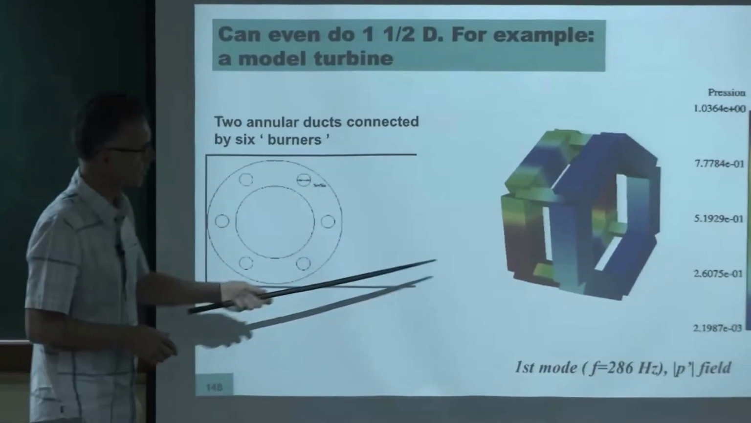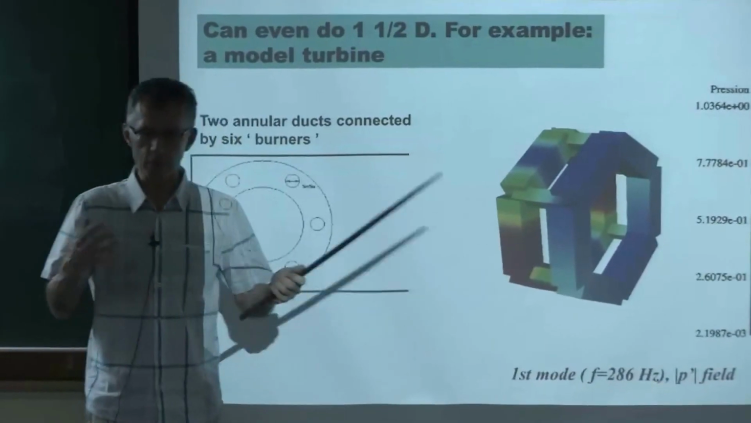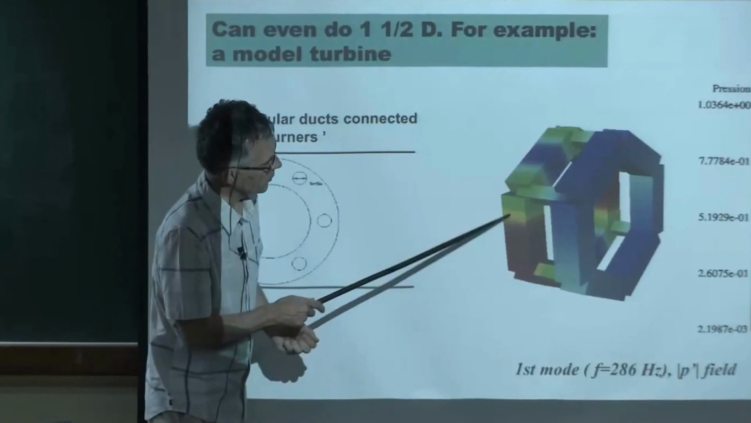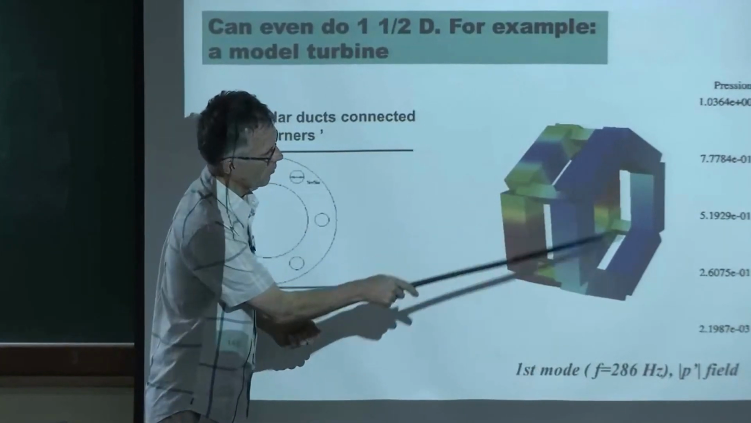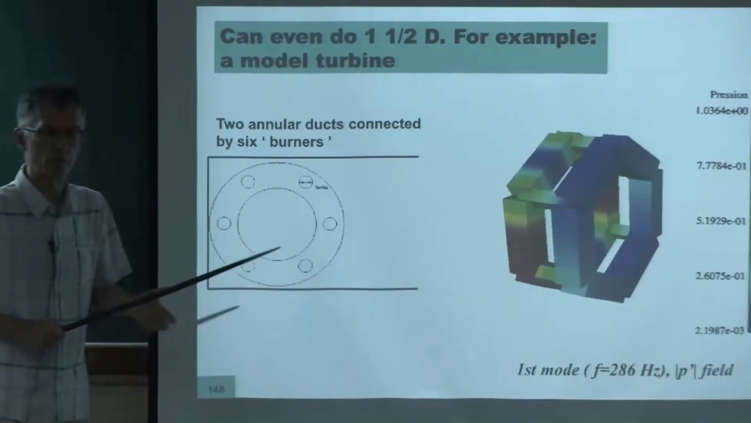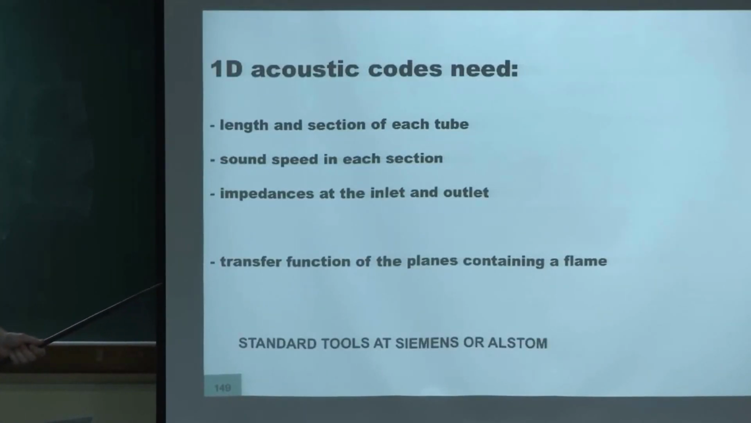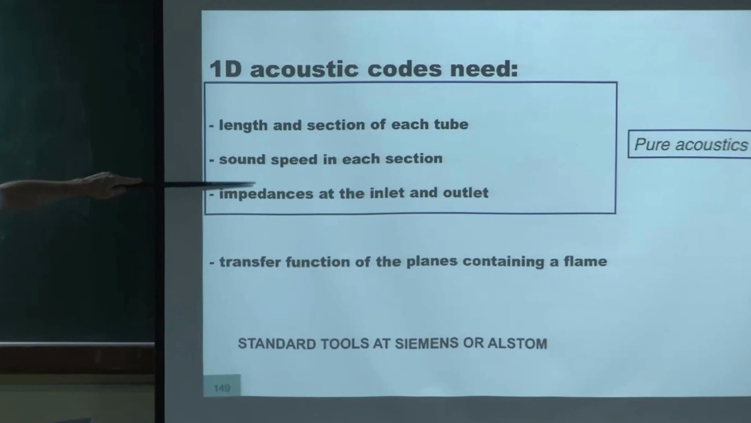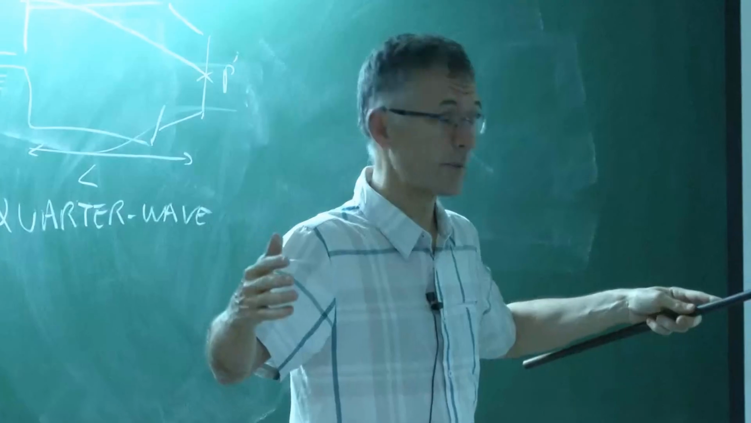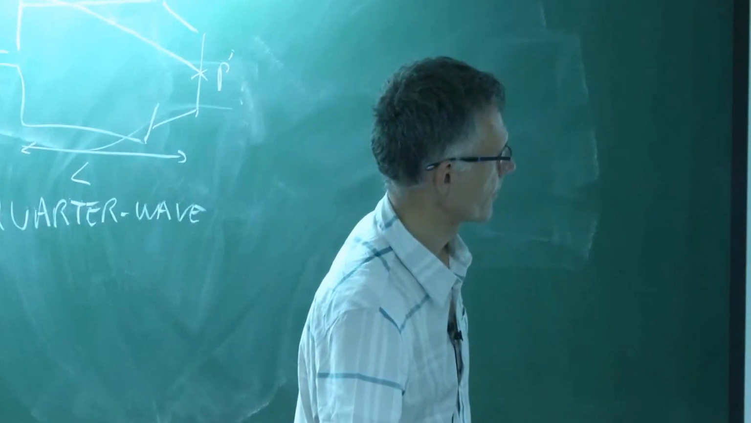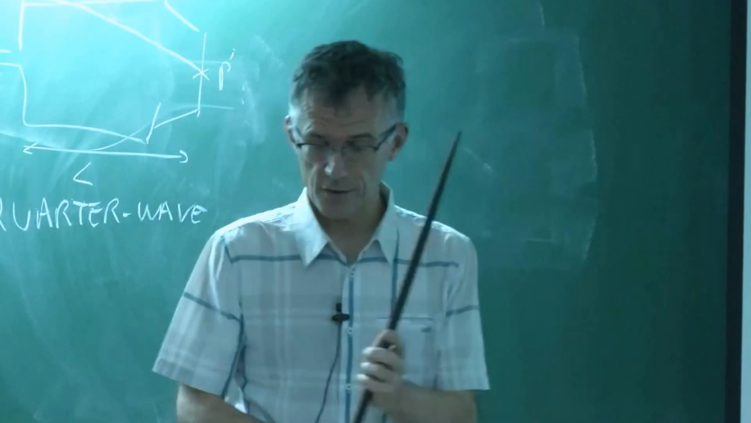And here, when you're going to compute the frequency, it's going to be much better than the back of the envelope computation. For example, here, you see the structure of the first azimuthal mode with this description, and it's a very cheap computation. You can write the code like this easily. So, if you want to write a 1D code like this, you need to know the length and the section of each tube, the sound speed. At some point, you need an impedance somewhere, and you need the transfer functions of the flames.